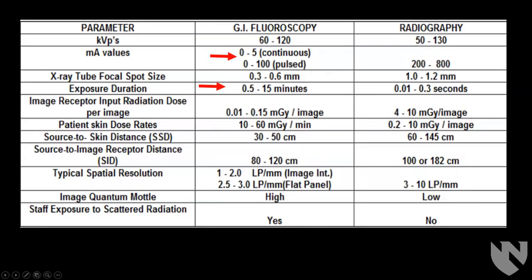Just a comparison in the differences between fluoroscopy versus radiography. So kVp values are usually similar, but mA, as you can see, we're talking around 0 to 5 or 0 to 100 if you're doing continuous or pulse, compared to 200 to 800 when you're doing radiography. But in radiography, your exposure time is very short, fractions of a second, compared to minutes for fluoroscopy time.